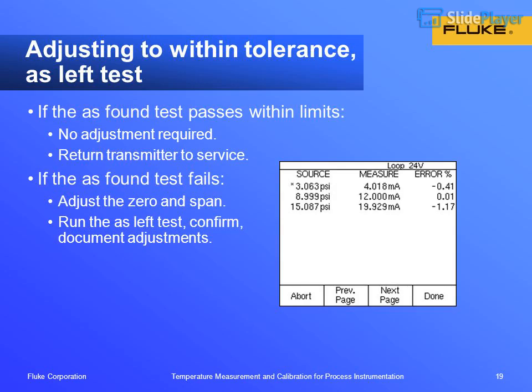Adjusting to within tolerance, as-left test. If the as-found test passes within limits, no adjustment is required. Return the transmitter to service. If the as-found test fails, adjust the zero and span. Run the as-left test, confirm, and document adjustments.